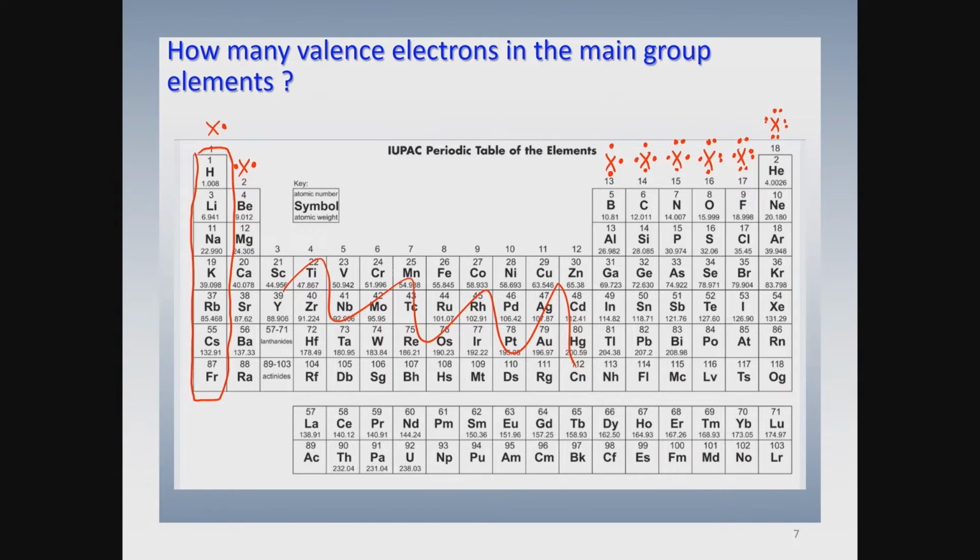Let me give you an example. Let's say you're wondering how many valence electrons the element phosphorus has. What you have to do is look up phosphorus, and you can see that phosphorus is in group 15. Because it's in group 15, that means it has 5 valence electrons. So if you were to draw the dot symbol for that, you write P, and then you draw 5 electrons like this.